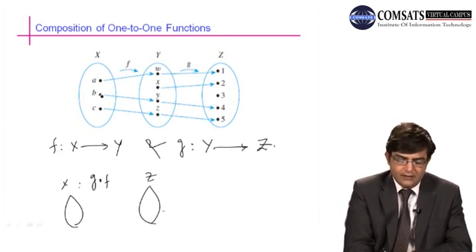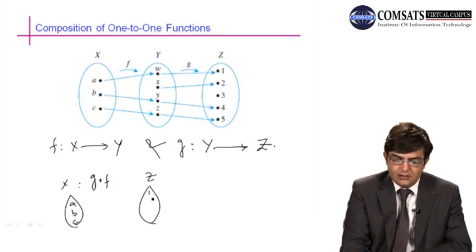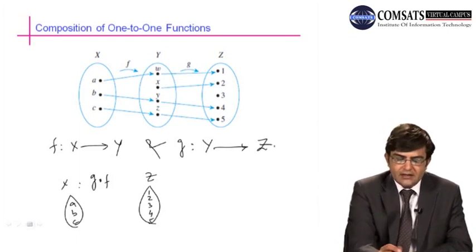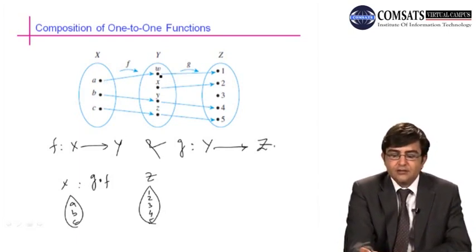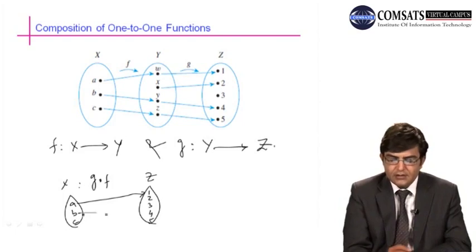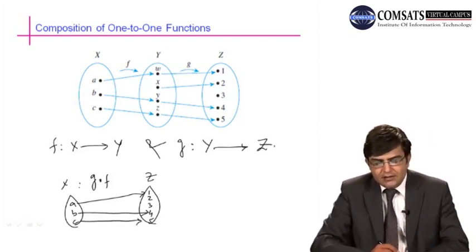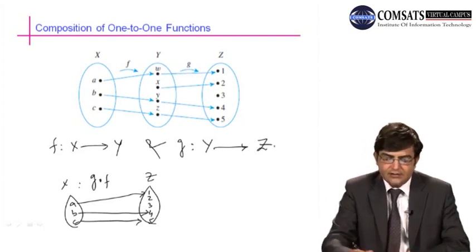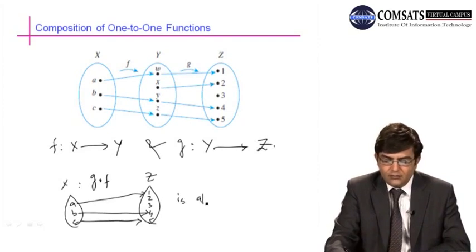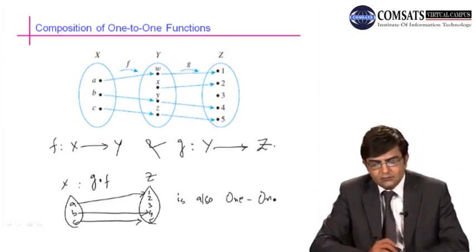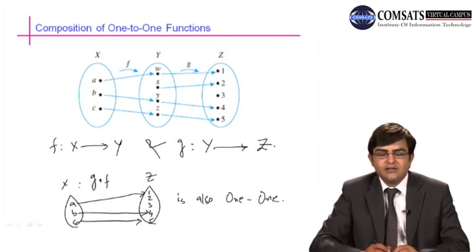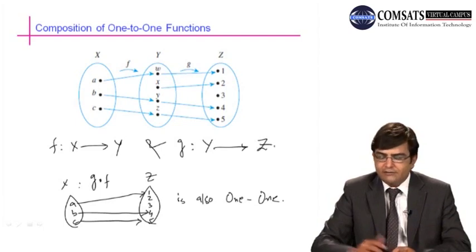Now here we have A, B, C. In Z we have 1, 2, 3, 4, 5. You can see here that the image of A is W and W is connected to 1 under G. So A is connected to 1, B is connected to Y, and Y is connected to 4. So B is connected to 4. C is connected to Z and Z is connected to 5. So G circle F, you can see here, is also a one-to-one function. So we conclude here that if we have two functions F and G which are both one-to-one, then their composition must also be a one-to-one function.